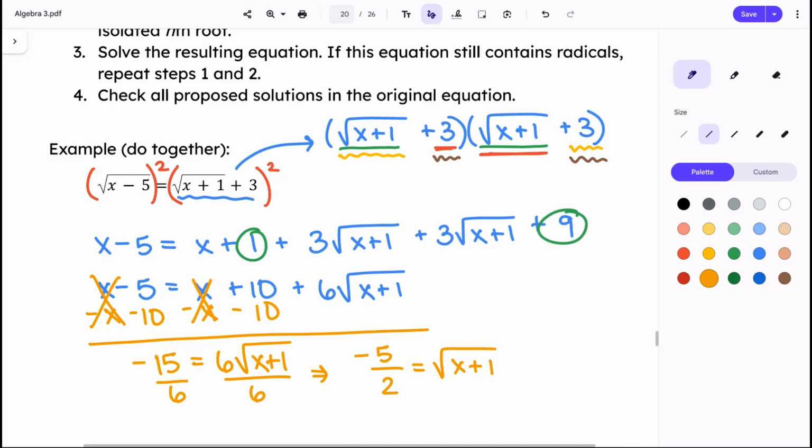Now that I have the radical by itself, I'm going to actually square this again. I know we did that at the very beginning, but I still have this radical hanging around. So I'm going to square everything one more time.